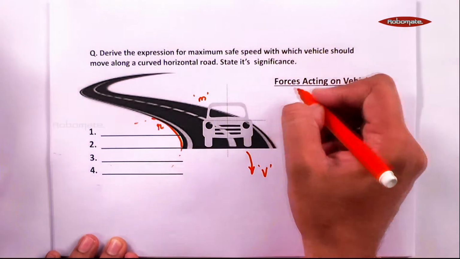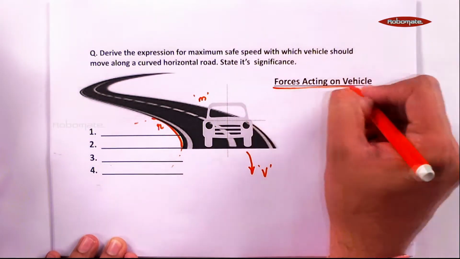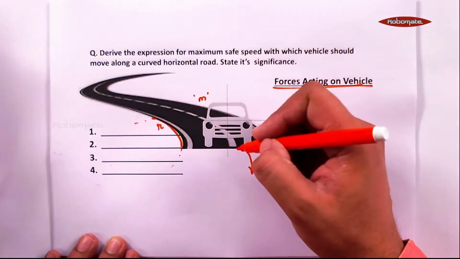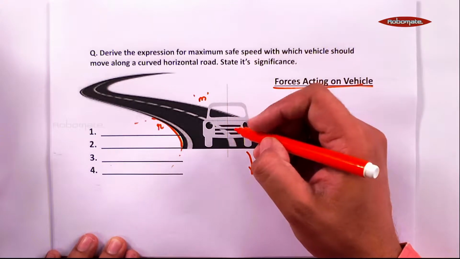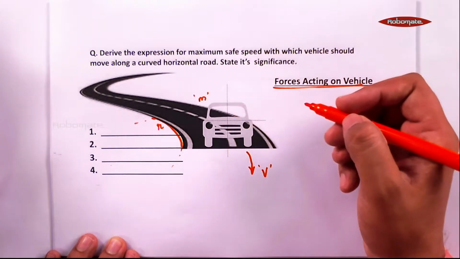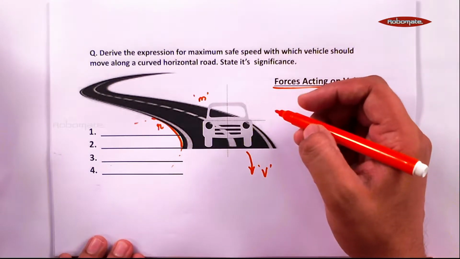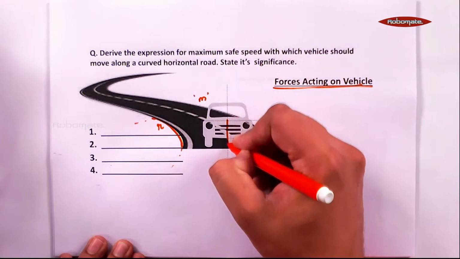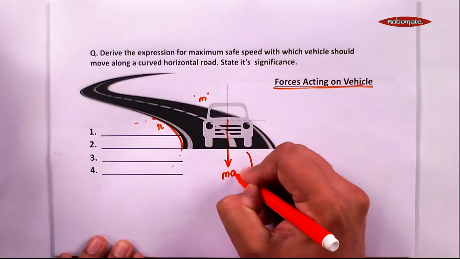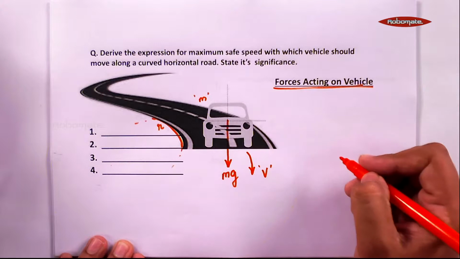Now, as you can see, I have written over here, first we need to understand what are the forces which are acting on this vehicle. So what are the forces acting on this vehicle? Now, this vehicle is moving along a curved road, and as it is moving, according to the equilibrium conditions, vertically there are two forces acting. The first vertical force over here is its own weight, which is acting downward. The weight of the car represented as mass of the car into acceleration due to gravity, mg.